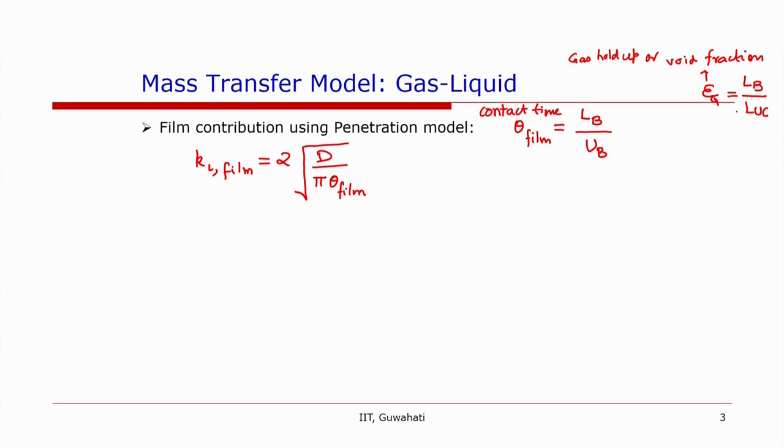So we can have L_B replaced by epsilon G L_UC divided by U_B. That gives us K_L film is equal to 2 square root of D over pi, and theta film, epsilon G L_UC and U_B. Now we can write the total contribution. So that is KLA is equal to K_L cap A cap plus K_L film A film. Before we do that, we also need to find A film.